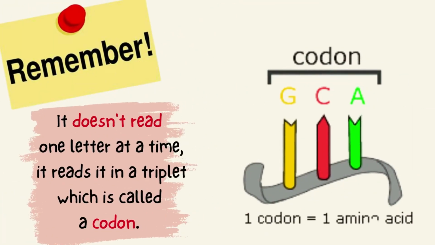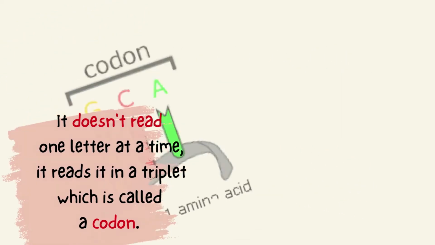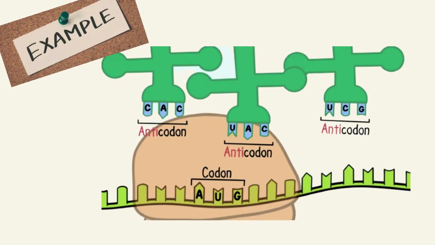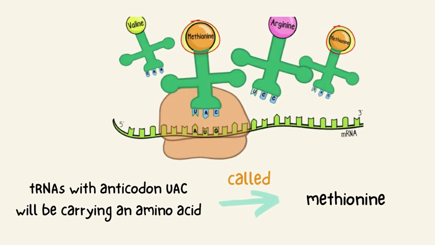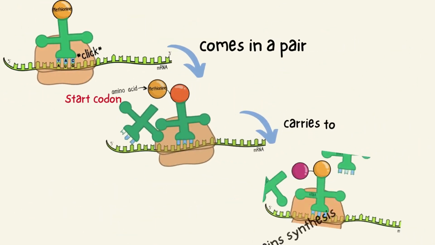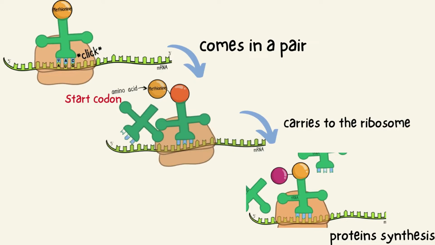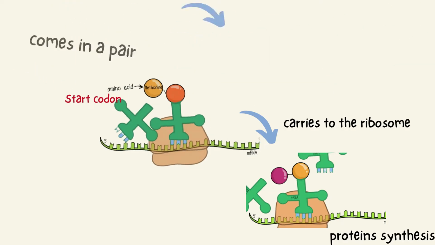When tRNA brings in the amino acids, it reads the bases on the mRNA. Do remember, it doesn't read one letter at a time. It reads in triplets, which are called codons. For example, the tRNA will contain a complementary anticodon, UAC. All tRNAs with anticodon UAC will be carrying an amino acid called methionine. A tRNA with this anticodon comes in a pair with the complementary AUG codon, which is a start codon, on the mRNA, and then brings the methionine it carries to the ribosome for protein synthesis.